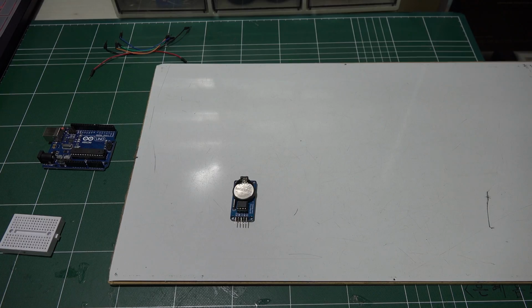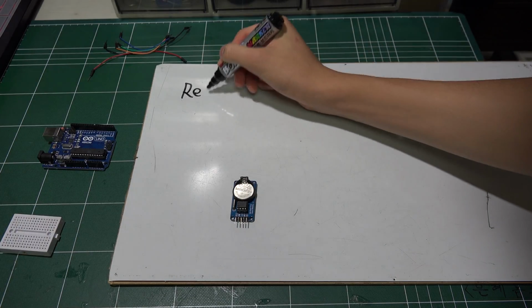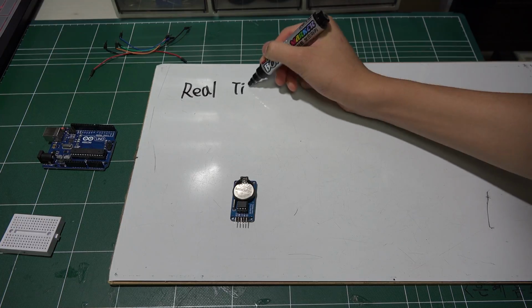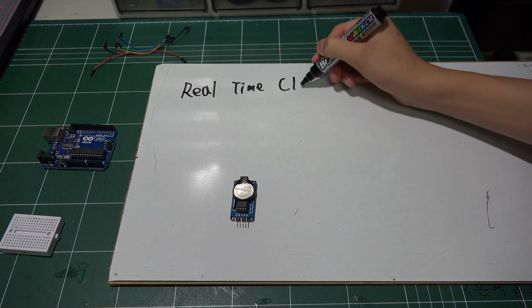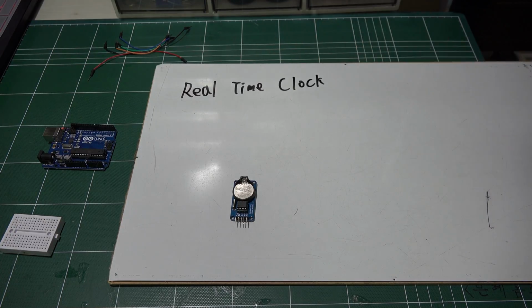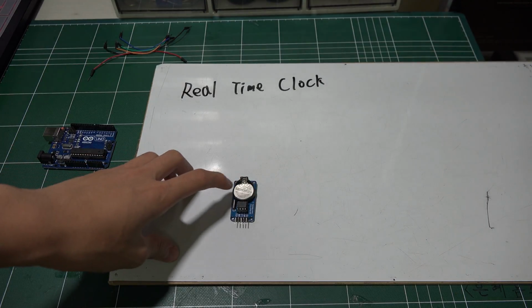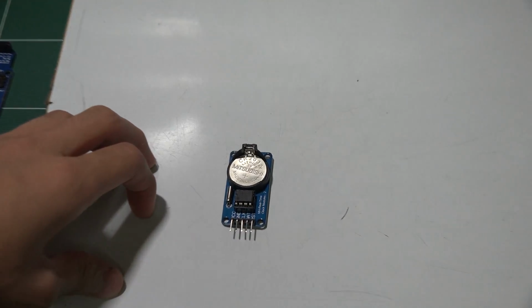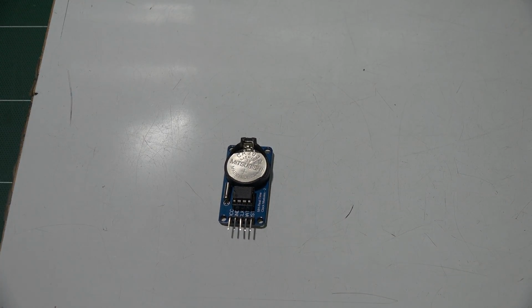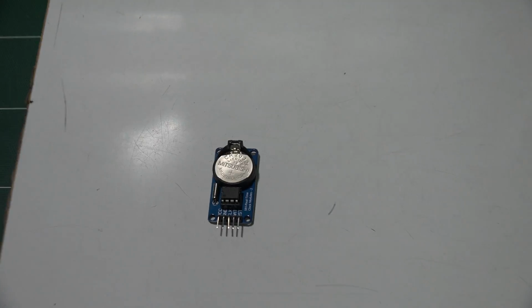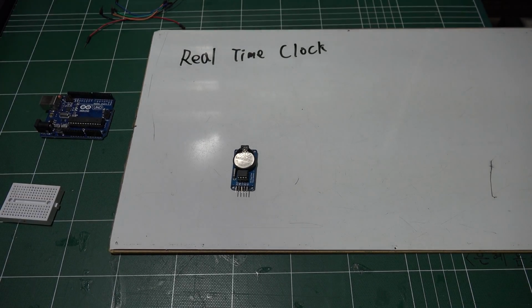I will introduce this RTC, the DS1302. Let's talk about what an RTC is. RTC means real time clock. It is a clock, but as you can see, there is a battery on the top of this module. We use this because the clock keeps going when Arduino loses its power.